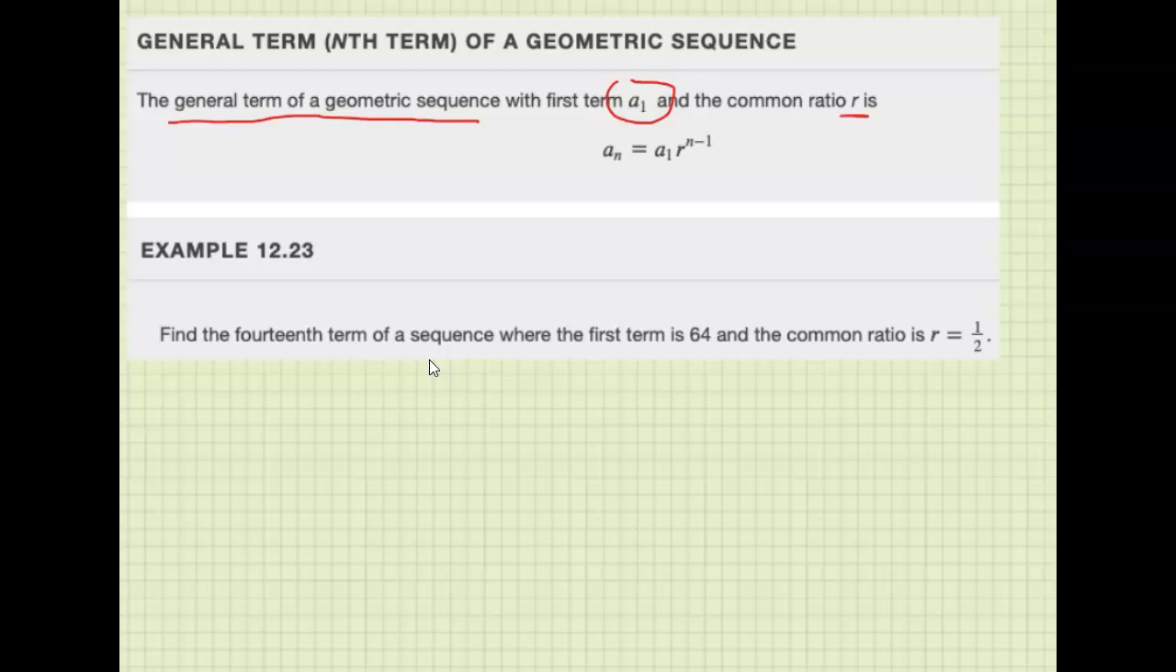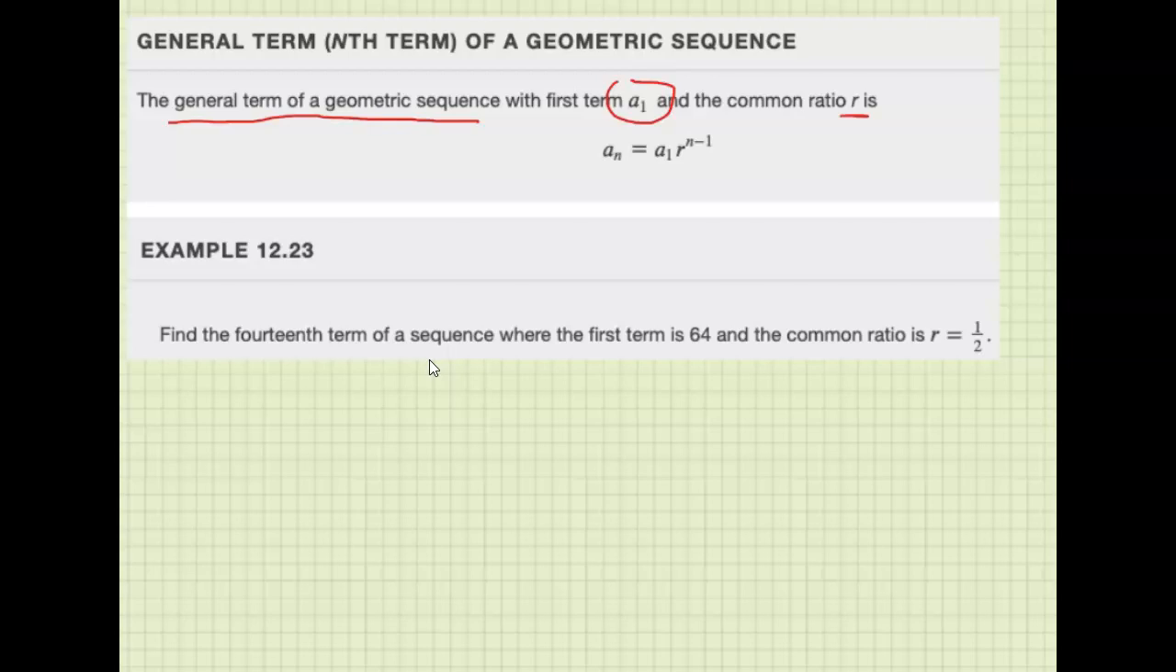So notice it's almost exactly like the exponential equations that we learned a couple of chapters ago. So it's like a number that represents the initial number and then the base, which is the common ratio, to the exponent. So what's different here is the exponent, instead of being x, is n minus 1, right?